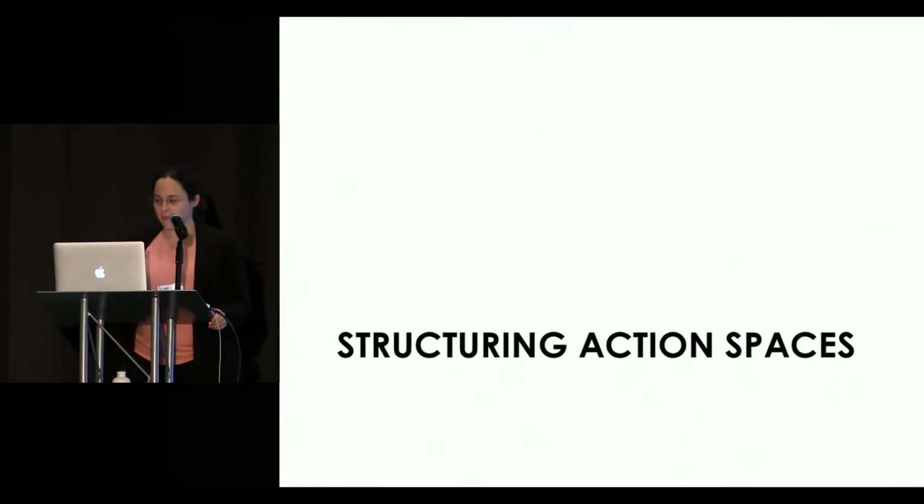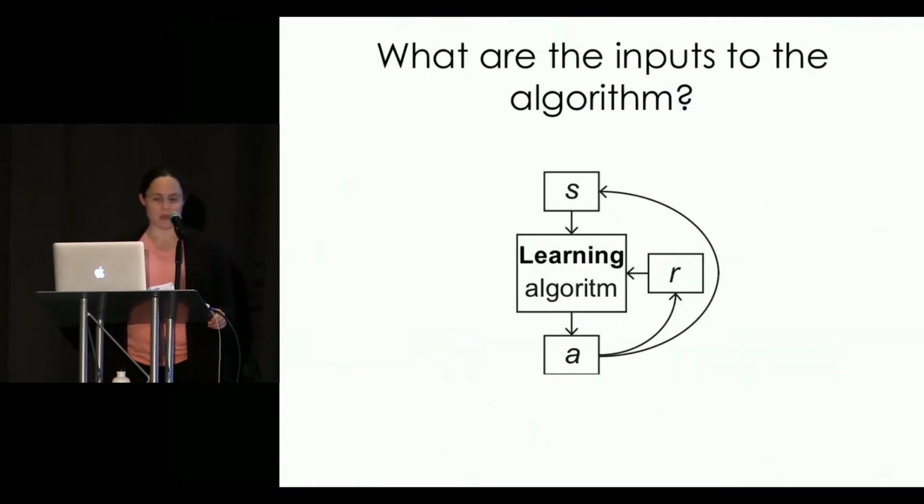Okay, so we talked about the input part of the problem, the state space. A similar question we could ask is about the output part of the problem, the action space. And something that's important here is that whatever action you take might constrain what your next state is, which is a really important problem for exploring large environments.